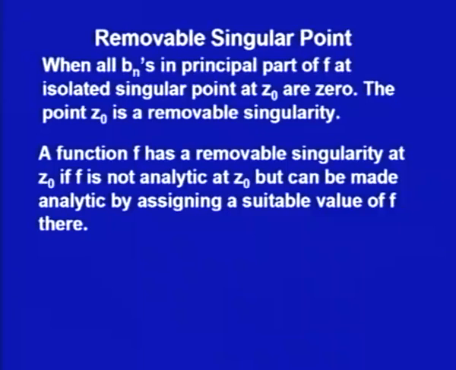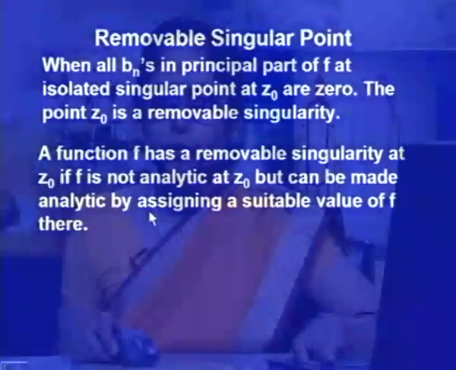What does it mean? The first definition says that in the principal part all the bn's are 0. That singular point may be there because the function is not defined at that point. So we call it a removable singularity, because if I could define a suitable value of the function at that point, we could make the function analytic. See, for example, what we are talking about here.